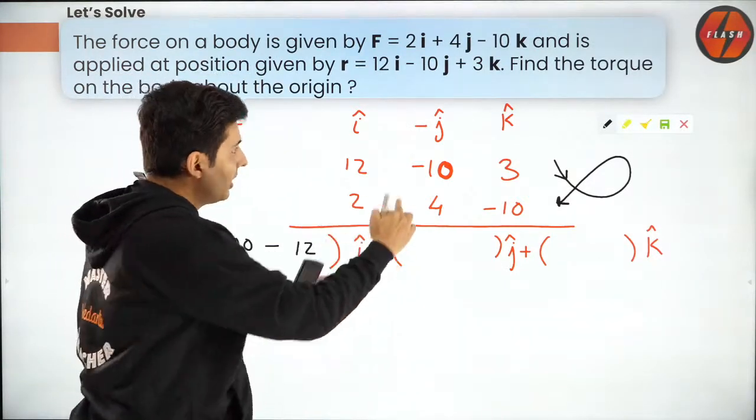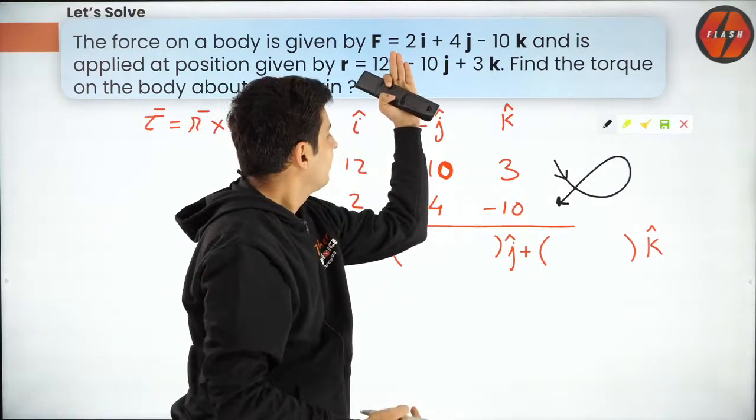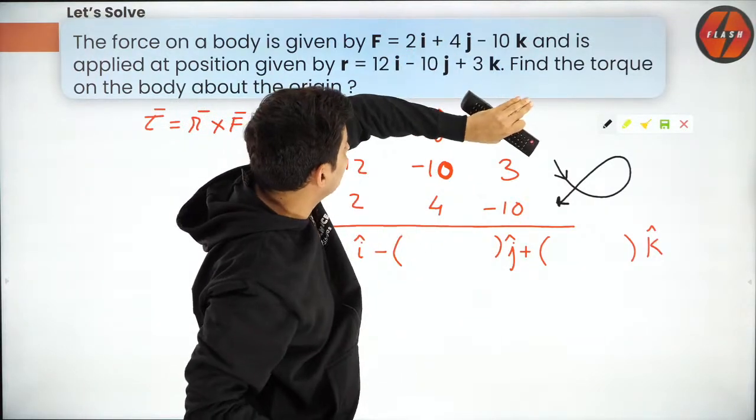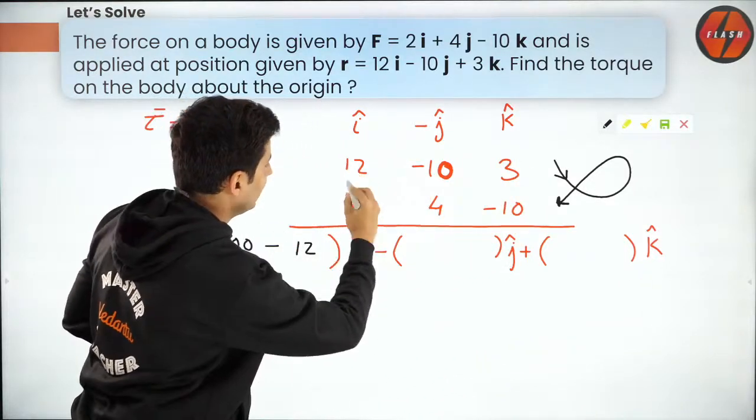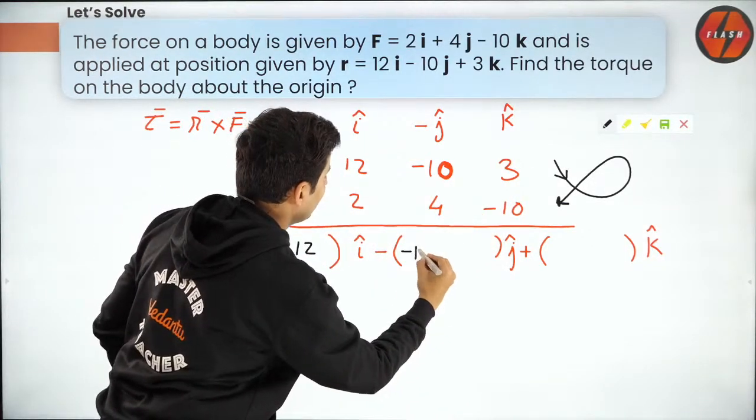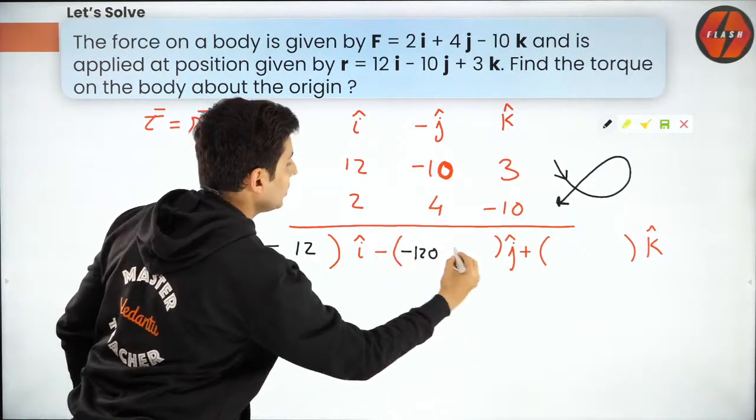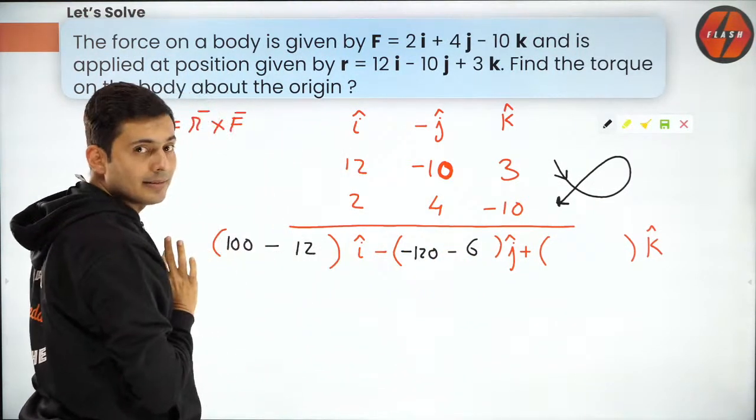Okay, I'll tell you once more. For this column, for J cap, forget this column and forget this row. So just look at these numbers. So again go like that. 12 into minus 10, minus 120. 3 into 2, 6, and put minus sign.